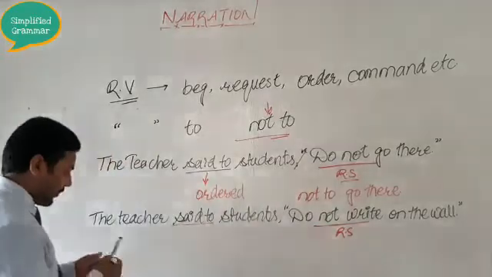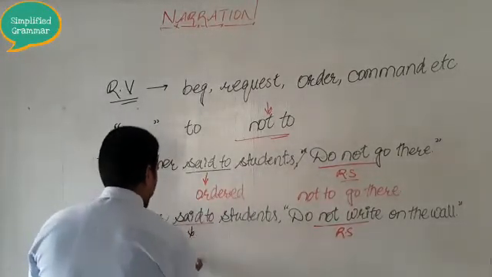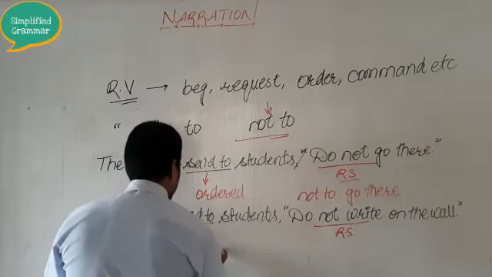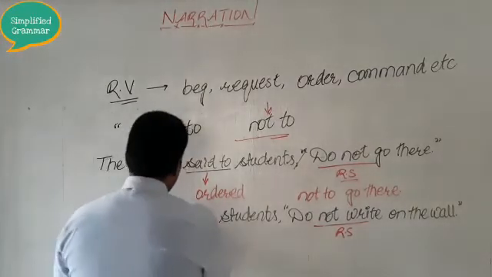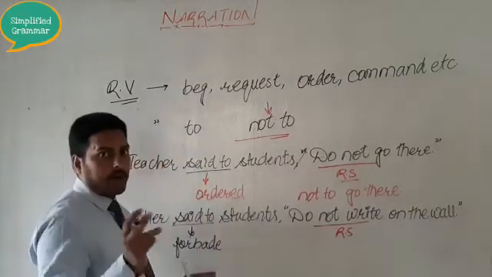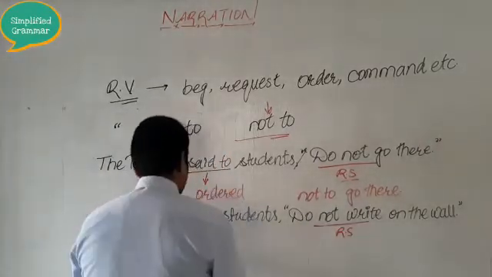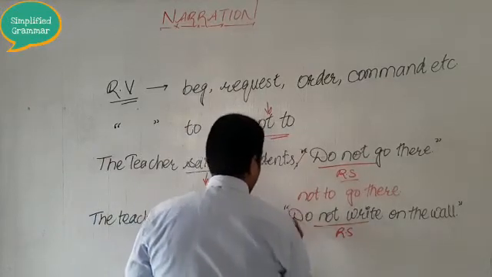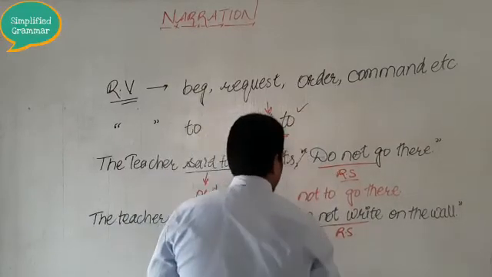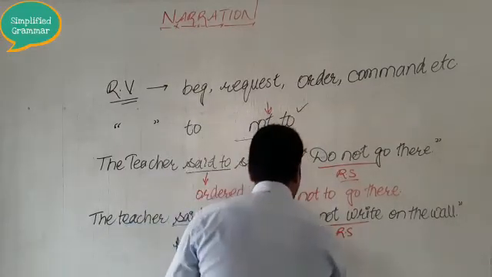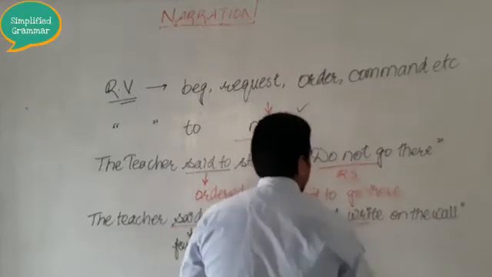So your reported verb will change into forbade. The teacher forbade means not to do so. So the teacher forbade students. In order to remove the double inverted comma, you need to use not to, because this is again a negative imperative. So not to write on the wall.